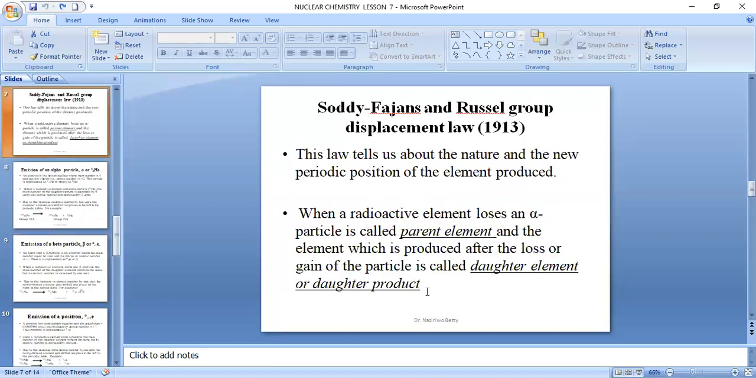Next, the Soddy-Fajans group displacement law. This law tells us about the nature and the new periodic position of the element produced.